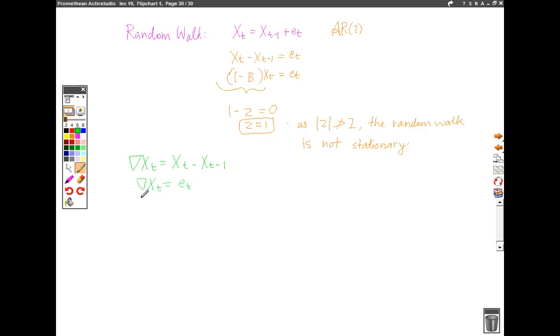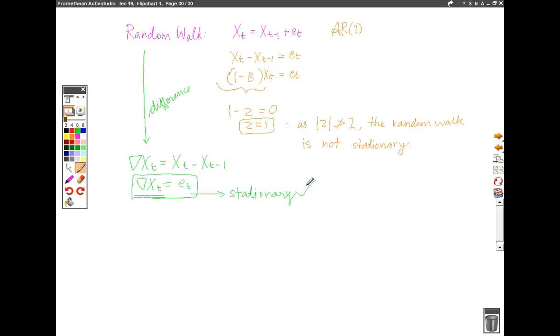So if I'm looking at this process, I can clearly see that this is a stationary process because it is nothing but just a white noise process, which is always a stationary process, right? So what we did was we started off with some process which is not stationary, and then we took a difference, and we ended up with a process which is a stationary process.